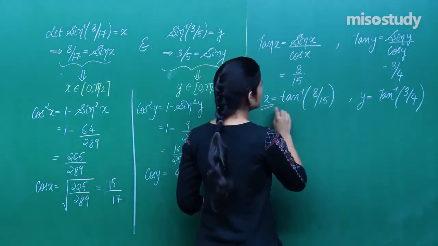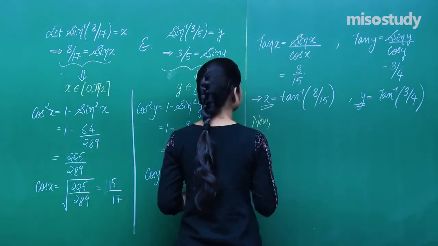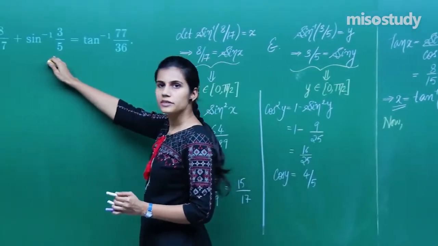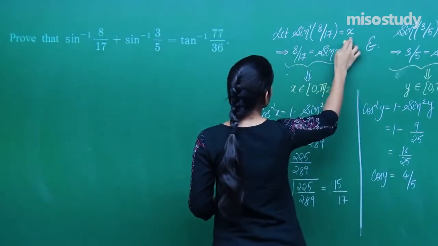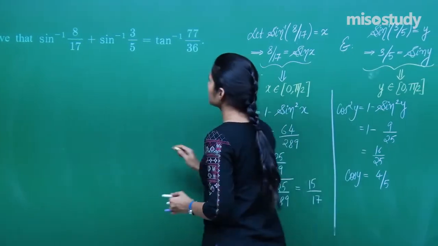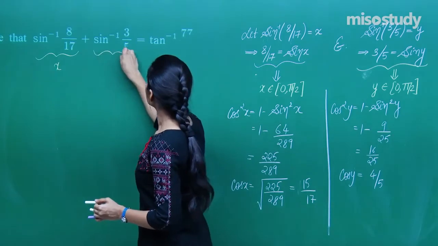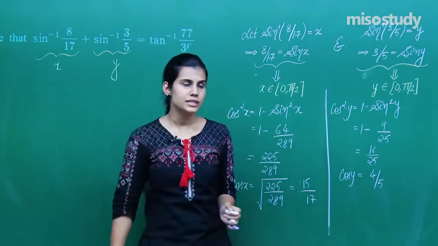Now x is this and y is this. Now comes the main computation. You want to show sin inverse of 8 by 17 plus sin inverse 3 by 5 is tan inverse 77 by 36. Sin inverse 8 by 17 is x, sin inverse 3 by 5 is y. This expression is actually x and this expression is actually y. So you need to show x plus y is coming out to be this.